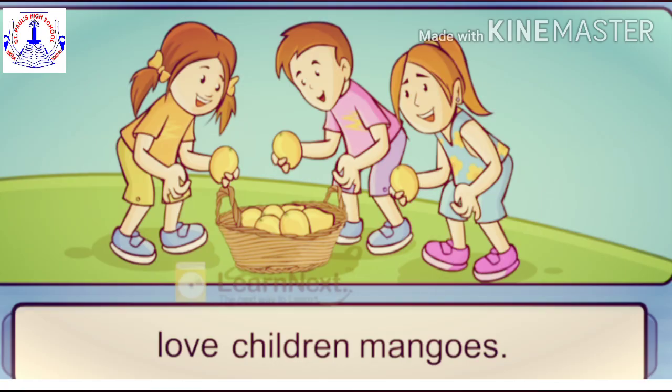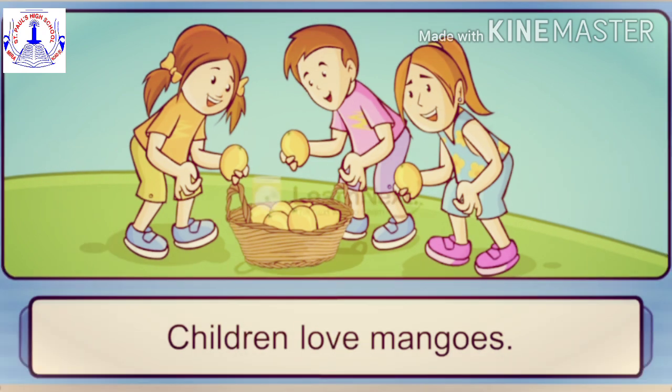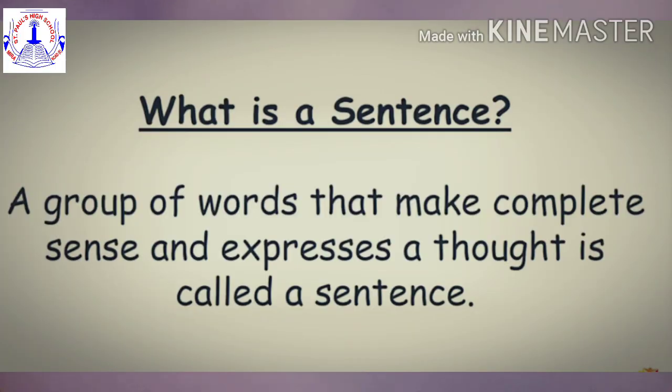Now, many such words grouped together make a sentence. However, just a group of words does not make a sentence. Love, children, mangoes. It sounds funny, isn't it? Let's arrange them the right way. Children love mangoes. Now it makes sense. So, what is a sentence? A group of words that make complete sense and expresses a thought is called a sentence.